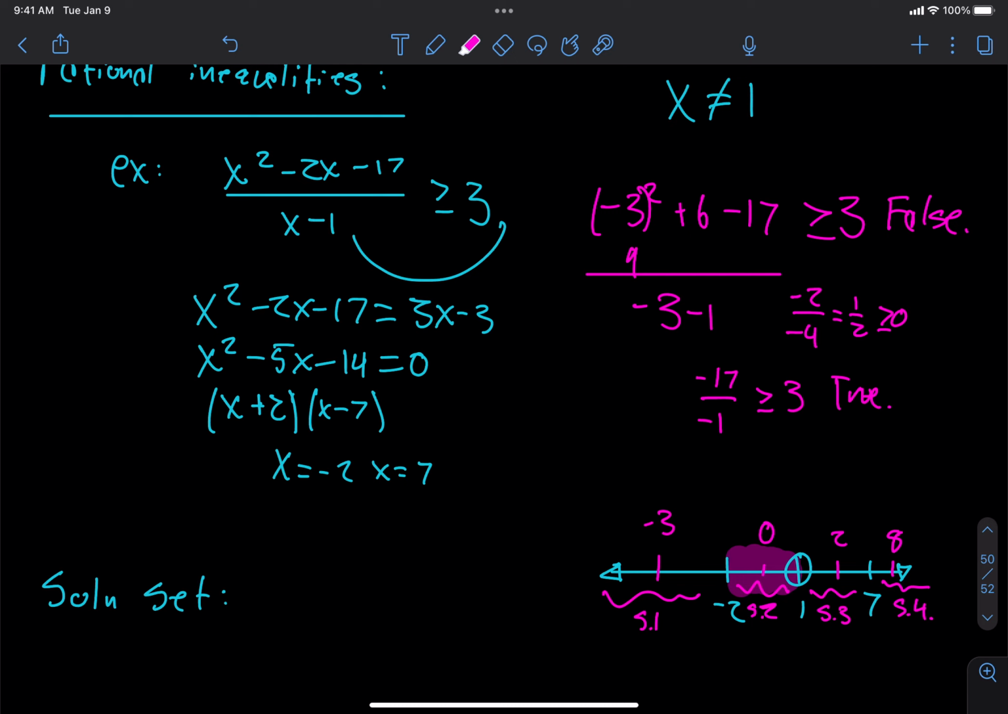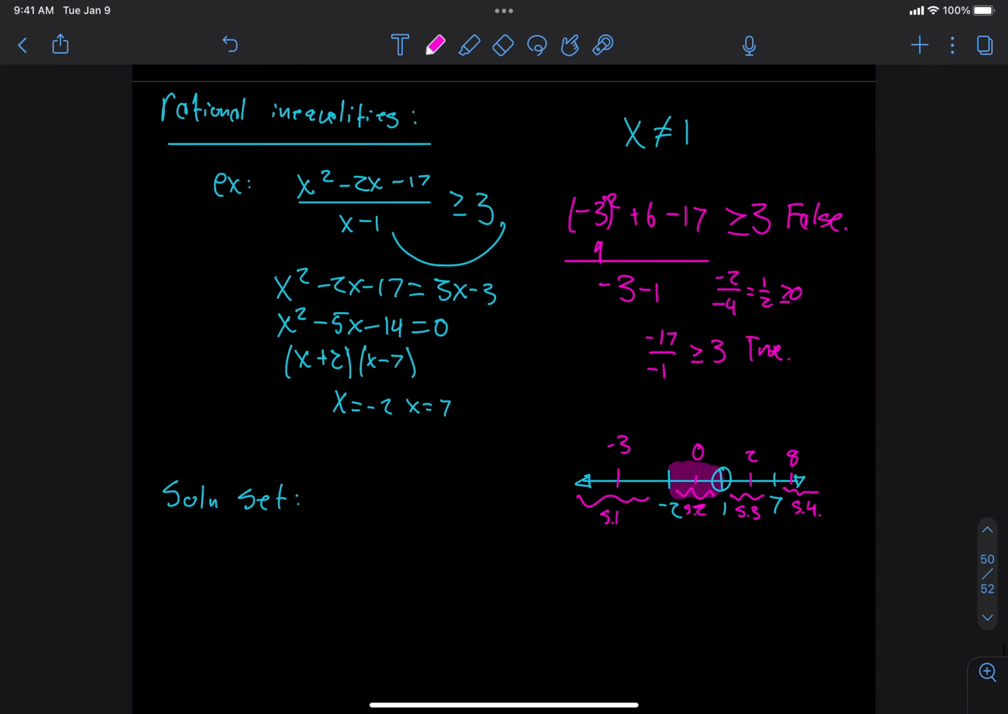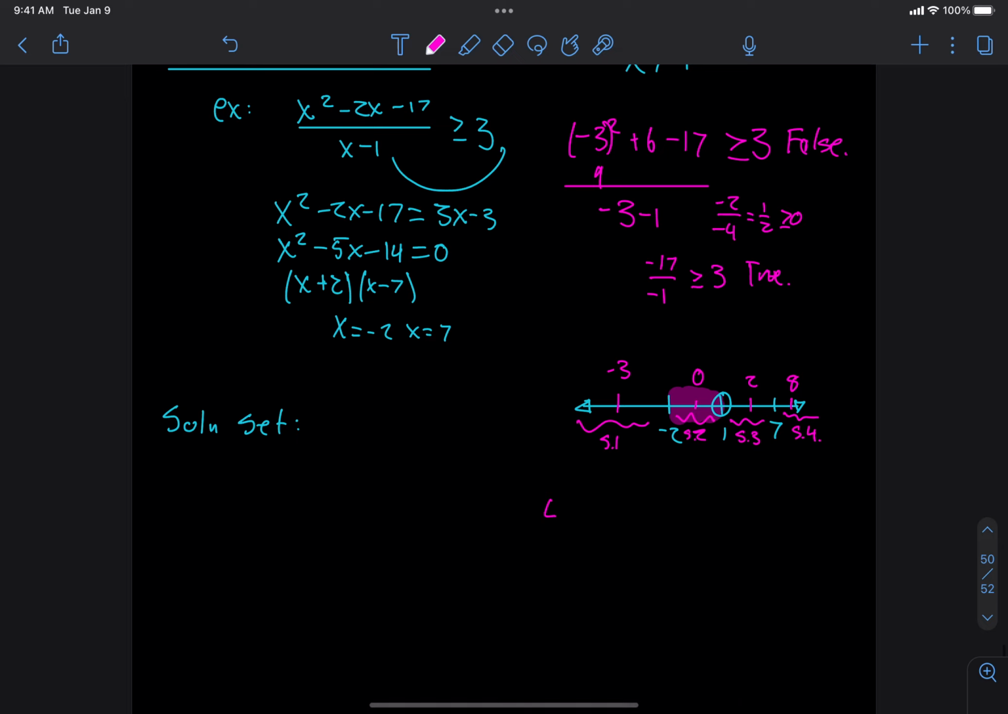How about between 1 and 7? Well, I picked 2. So let's plug in 2 into our inequality. We get 4 minus 17 divided by 2 minus 1, which is 1. And our goal is to check if this is larger than or equal to 3. Well, 4 minus 4 is 0. So -17 is not larger than or equal to 3. So this would be a false. So we are not going to graph in this region.